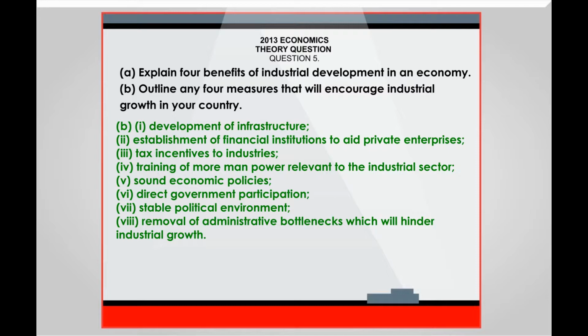II. Establishment of financial institutions to aid private enterprises. III. Tax incentives to industries. IV. Training of more manpower relevant to the industrial sector. V. Sound economic policies. VI. Direct government participation. VII. Stable political environment. VIII. Removal of administrative bottlenecks which will hinder industrial growth.